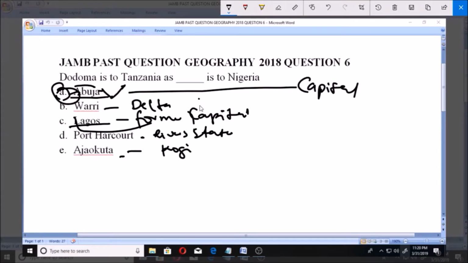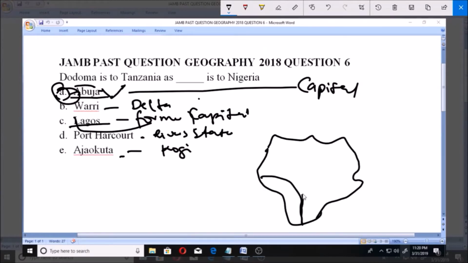And we all know where Abuja is located in Nigeria. If we have the map of Nigeria, we have the west, the east, and the north. Then at the middle here we have Abuja, which is the capital city of Nigeria. So that makes option A the real and correct answer to this.